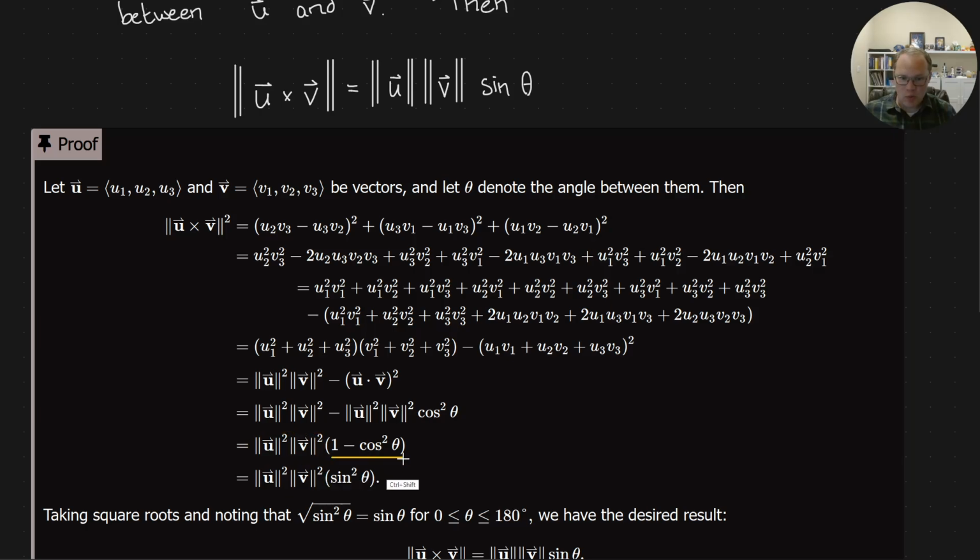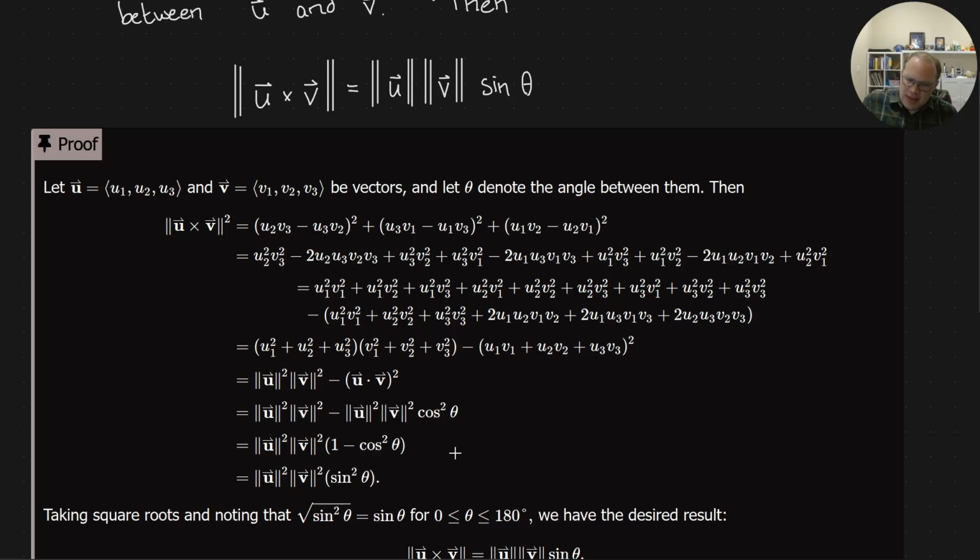That leaves me with 1 minus cosine squared. Well, 1 minus cosine squared, that should ring alarm bells, right? That is a very well-known trigonometric identity. 1 minus cosine squared is equal to sine squared. Okay? And we essentially have our answer. Norm of u cross v squared is equal to norm of u squared, norm of v squared times sine squared theta. We just have to take the square root now.